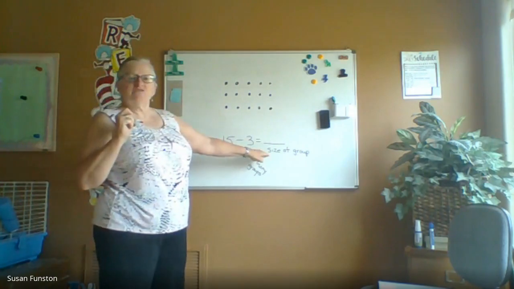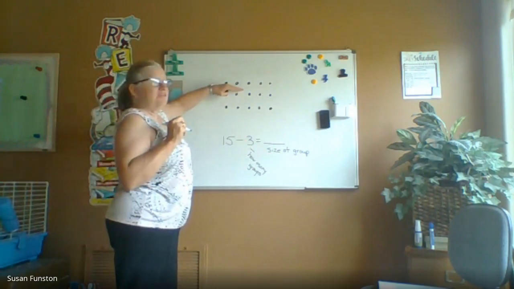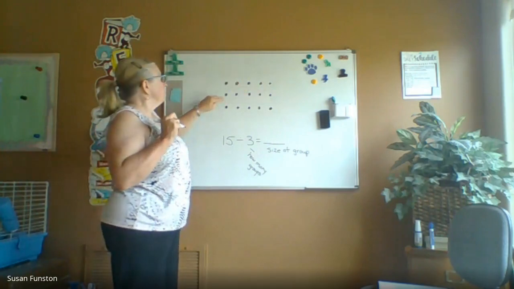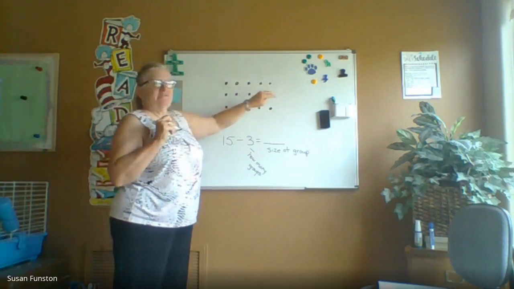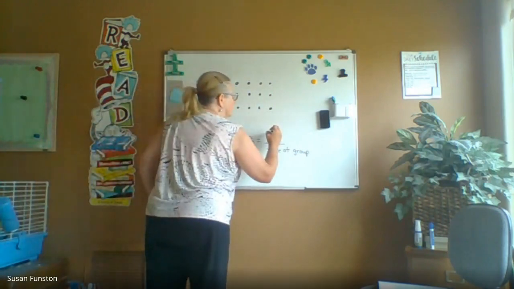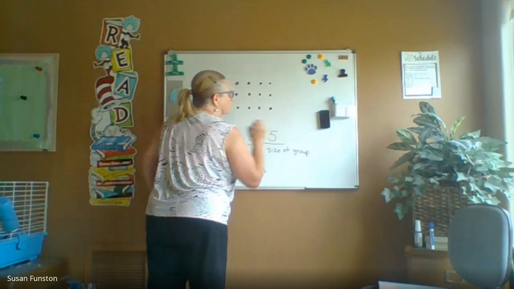So I made an array with 3 rows or 3 groups, and I want to know what's the size of my group. So how many are in this group? 1, 2, 3, 4, 5. How many are in this group? 1, 2, 3, 4, 5. How many are in this group? 1, 2, 3, 4, 5. So the size of my group is 5.